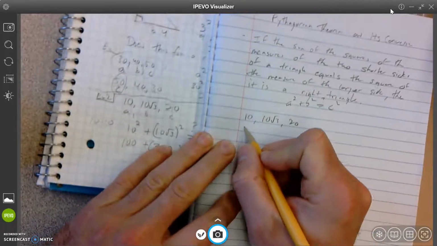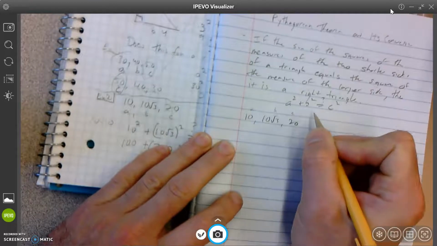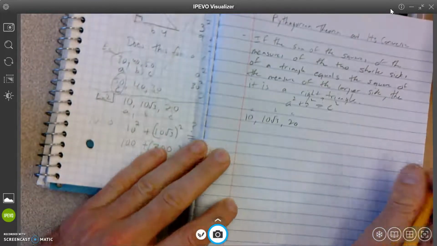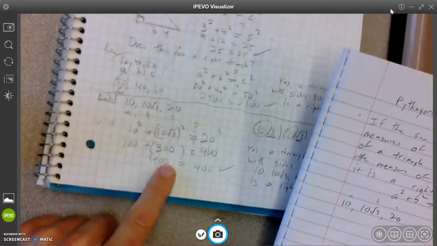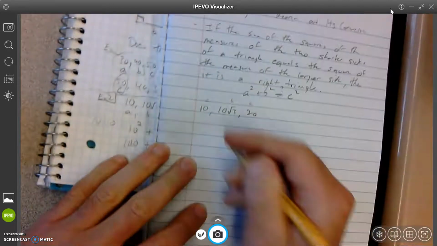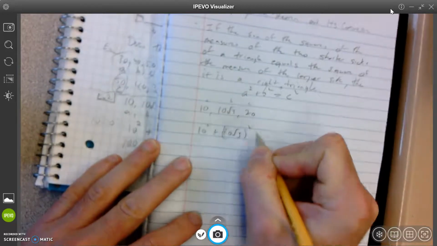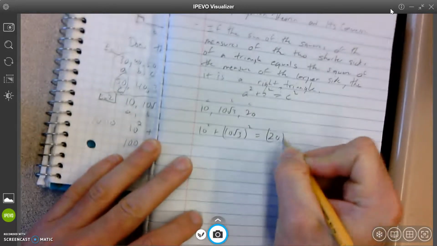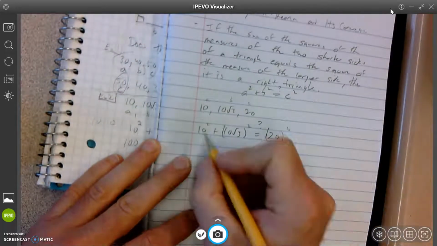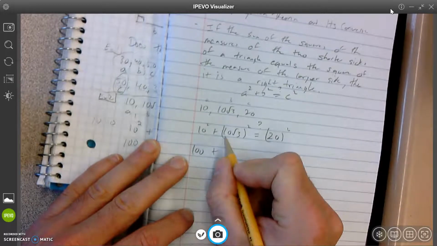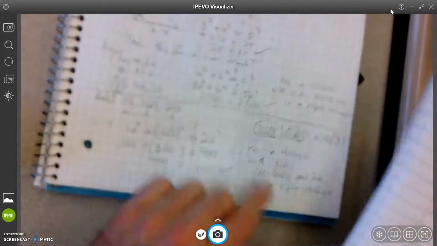So, what is this? Okay, so this is a... I totally forget how to do this. What do I do? Okay, so I square this. I'm covering it up, I'm not really looking. So it's 10 squared plus 10 radical 3 squared. Does that equal 20 squared? This is 100 plus... I forget how to do this. Oh, good, I have my notes.